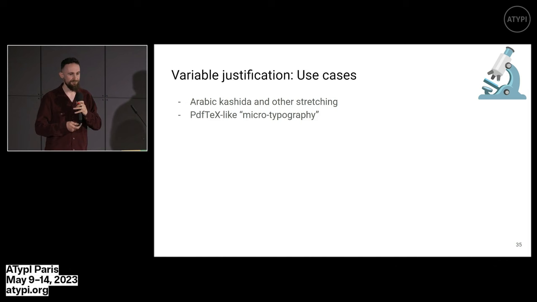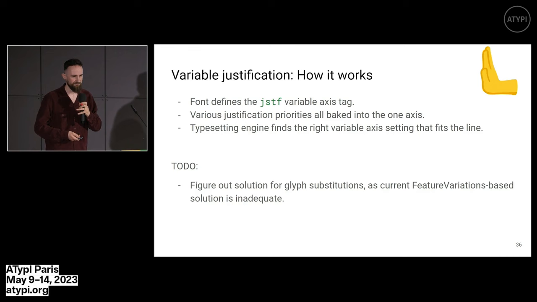could be used to, in a sort of document interchange compatible way, allow for things like Arabic kashidas or other kinds of stretching, or the kind of micro typography that has been famously implemented in the PDF TeX system. So this is still something that's kind of being explored. Unlike the other four things, we don't have such concrete, clear demos for it. But the font would supply an axis with a JSTF tag, and then there could be various kinds of justification things done in that, and the typesetting engine would find the right way to use it.